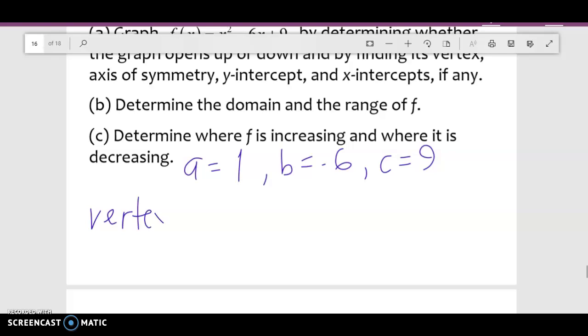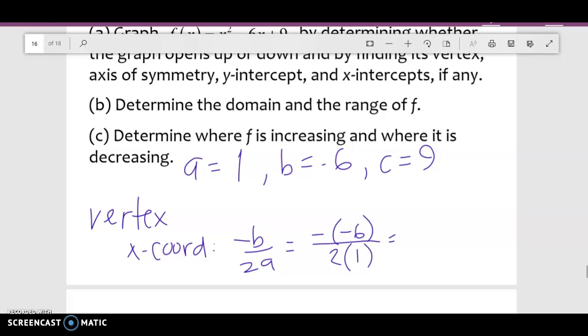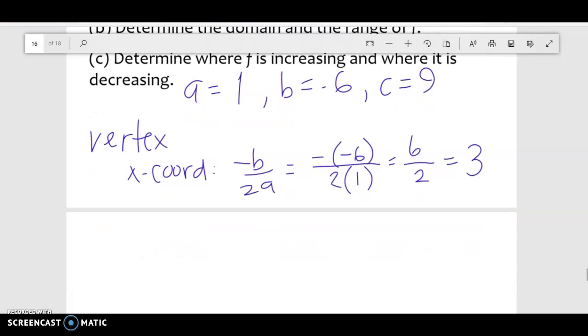All right, so for our vertex, the x-coordinate is -b over 2a. So -(-6) over 2 times 1. So -(-6) is +6 divided by 2 times 1, which is 2. All right, 6 divided by 2 is 3. So that's the x-coordinate.